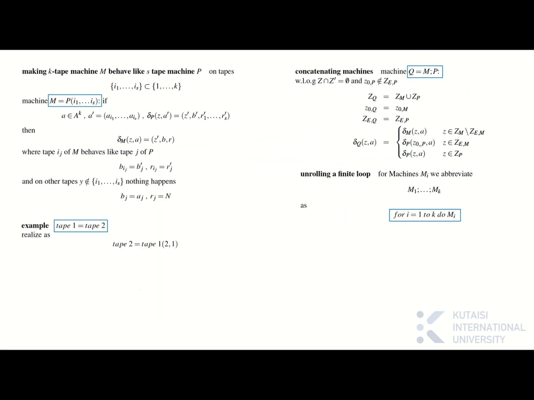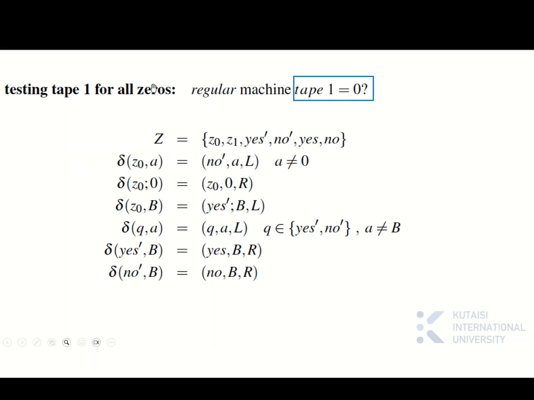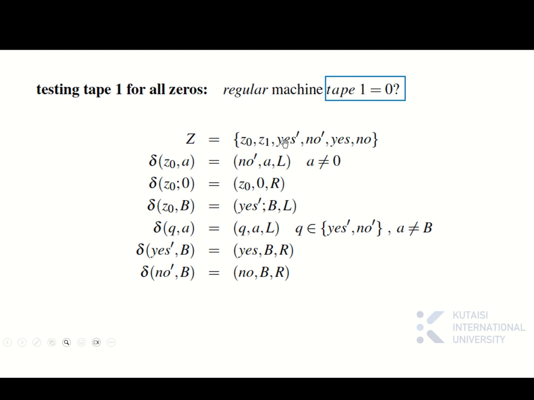So now we have a bunch of Turing machines. We have tape 1, tape 2, and so on. Okay, so now let's look at yet another Turing machine. We do a lot of Turing machine programming, but the name of this Turing machine is this. It's a regular Turing machine, but the name is "tape 1 equals 0?"